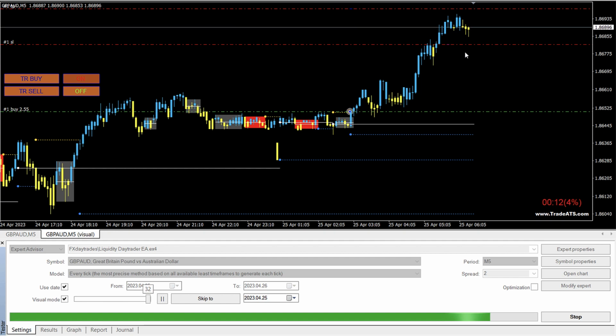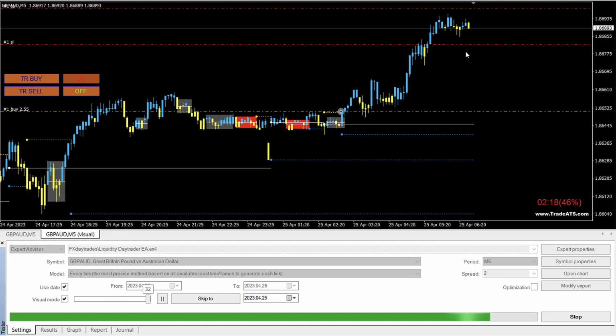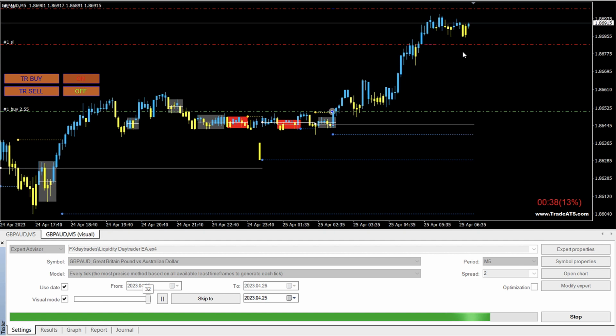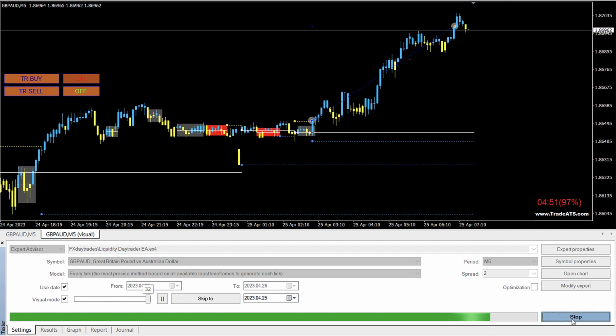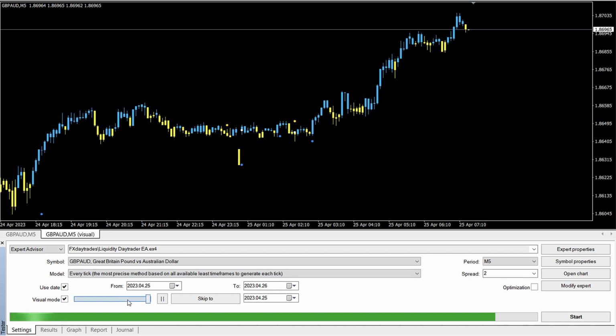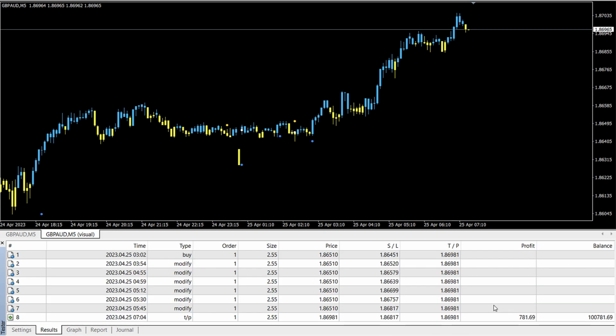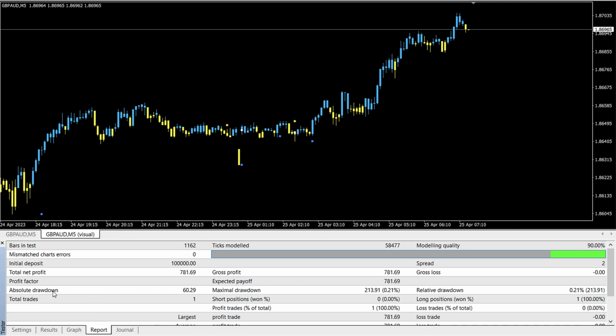So this is a good example how this will work, and as you can see, it hit the target profit. So this is exactly what we are looking for. And here, as you can see, the target was achieved with $800, and the maximum drawdown, the absolute drawdown from the initial capital was $60. So this was a very good example how this works.